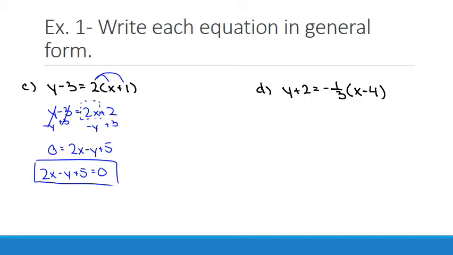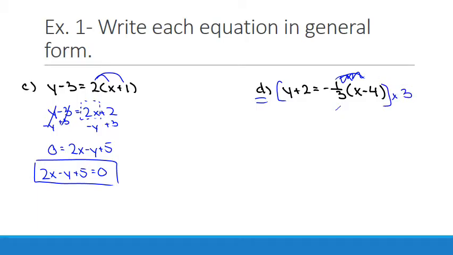Okay, in D, so we have brackets to get rid of, but we also have a fraction to get rid of. So the first thing we get rid of is the fraction because I don't want to distribute the negative 1/3 in. That seems messy to me. So I'm going to multiply by the denominator of that fraction, which is a 3.